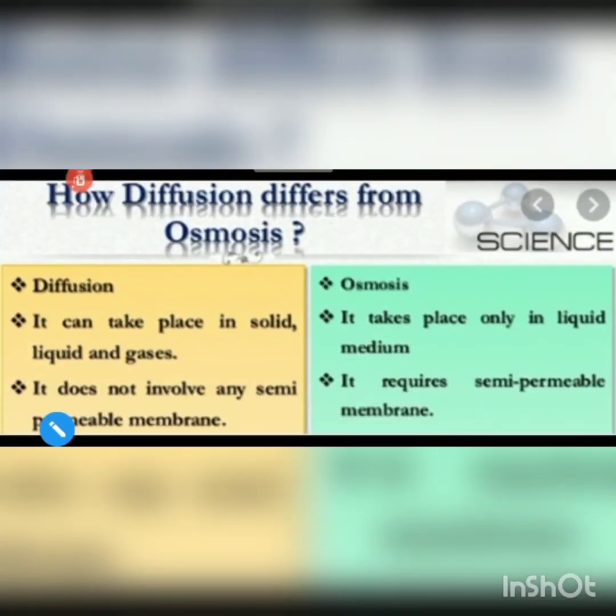So, how is diffusion different from osmosis? Diffusion will take place in solid, liquid and gases. Osmosis will take place only in a liquid medium. And diffusion does not have any semi-permeable membrane. It does not involve any semi-permeable membrane. Osmosis requires a semi-permeable membrane.